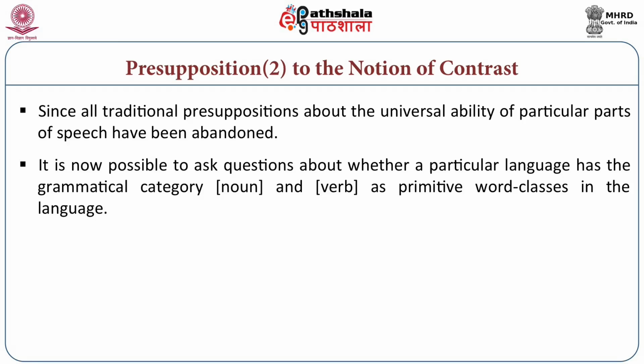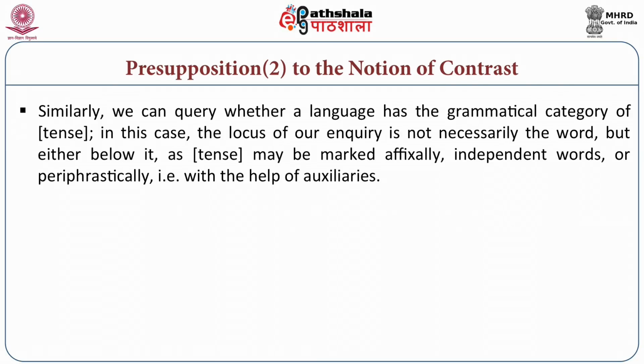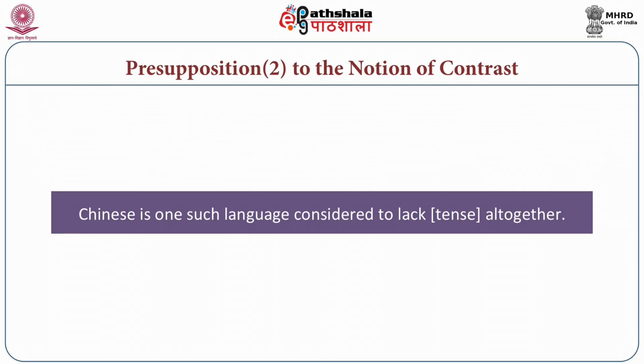We can now actually ask very interesting questions. We can ask whether a language has the grammatical category noun or the grammatical category adjective as a primitive in the language. For languages like Mundari, there is significant debate as to whether they have the grammatical category distinction between nouns and verbs. Similarly, we can ask whether a language has the grammatical category tense. Many languages have been proposed which do not. Chinese, for example, is a language which does not have the category tense.